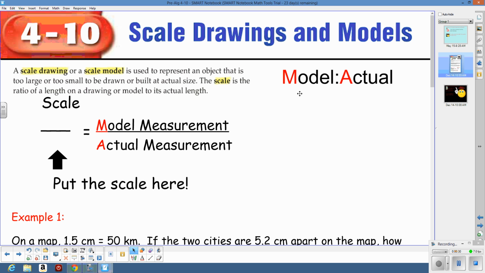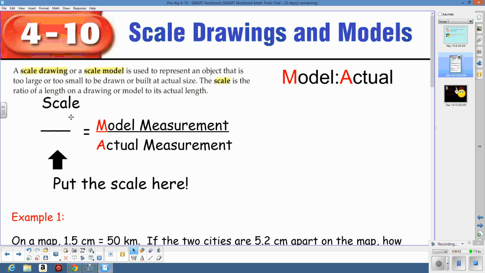I always think about this in terms of if you need to know something, you ask Ma. So model over actual. Oftentimes you can write a proportion to solve problems that have to do with scale models or drawings. So right here is the recipe you can use to set up a proportion. Remember, proportion is two equal ratios.